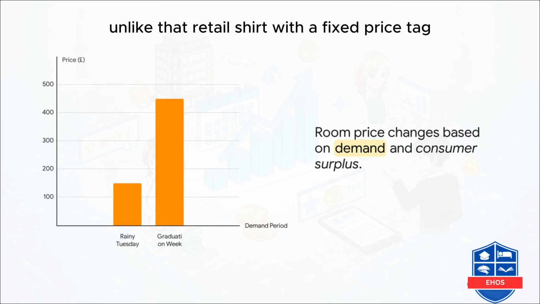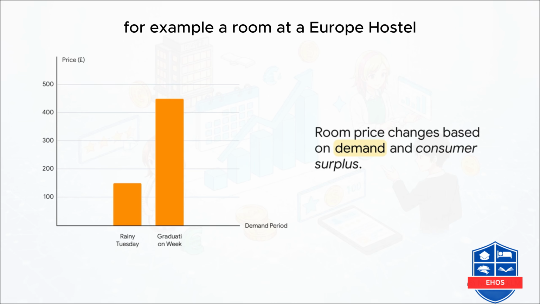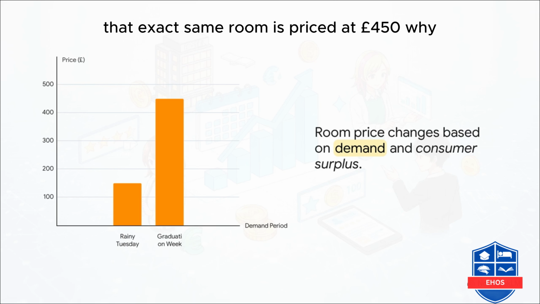Unlike that retail shirt with a fixed price tag, a hotel room's price can change multiple times a day. For example, a room at a Europe Hotel School partner property might be priced at £150 on a quiet, rainy Tuesday. But during graduation week, when demand surges, that exact same room is priced at £450.